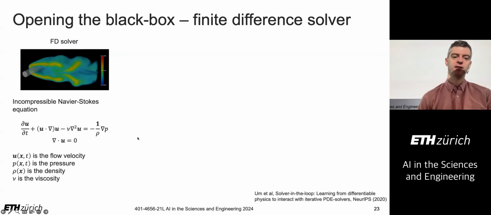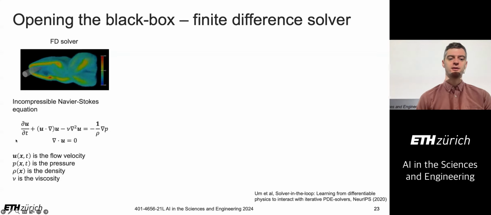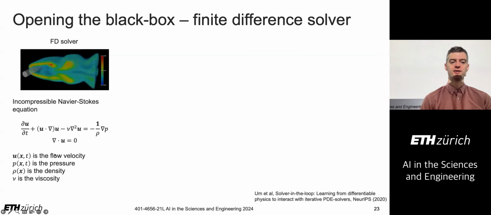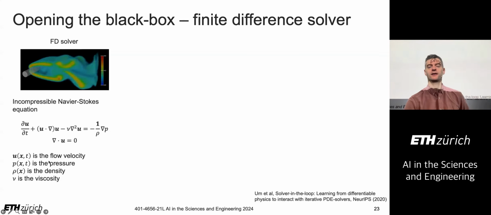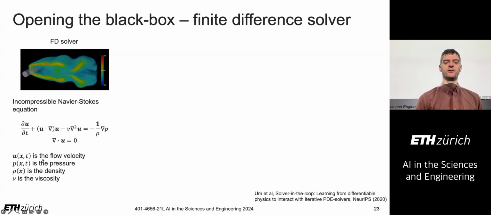So here are the incompressible Navier-Stokes equations. And these are all the variables that we have in the equations. And our goal is, given some initial condition of the flow, to predict the flow velocity through time and the pressure as well through time. And we have some kind of density and we have some viscosity as well.